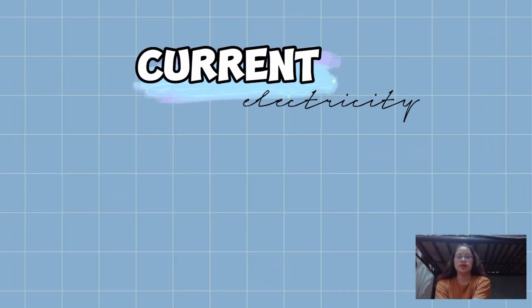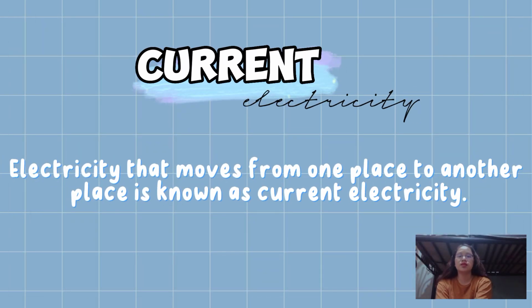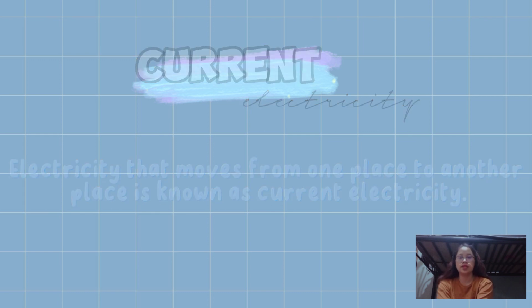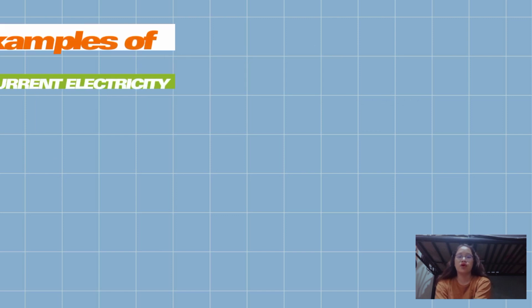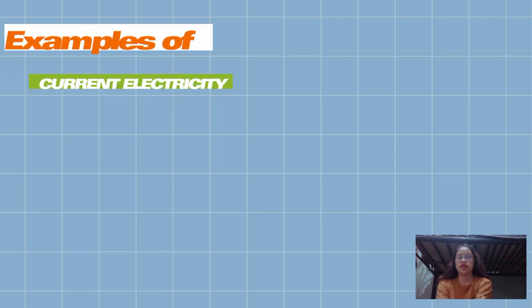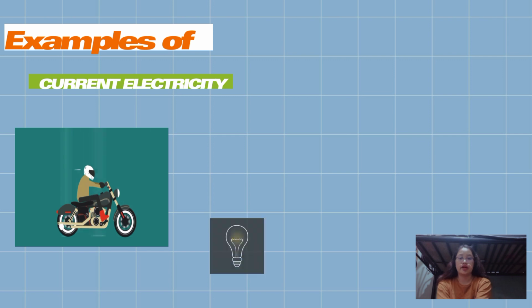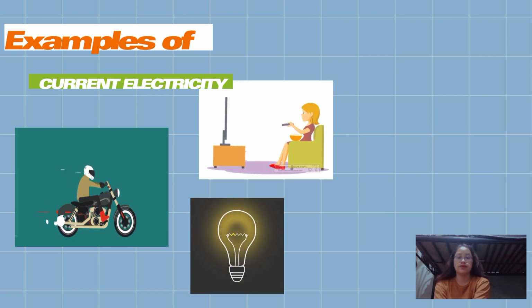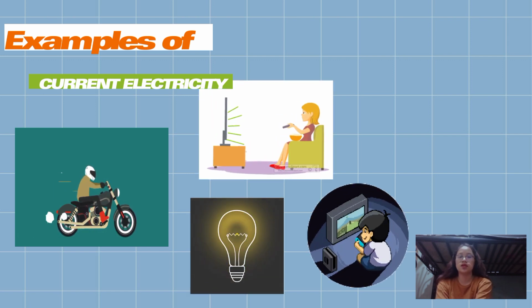Current electricity is electricity that moves from one place to another place. Examples of current electricity are starting a motorbike, turning on a light, watching TV, playing video games, charging a cell phone, and many more.